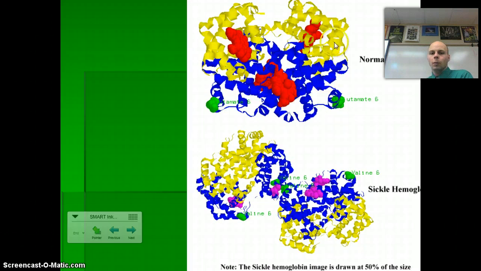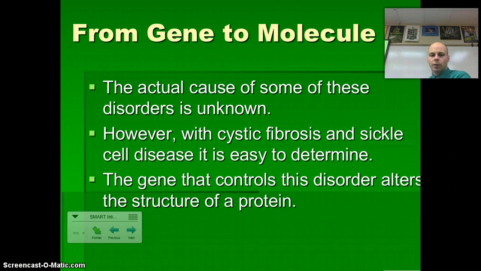So here's a normal hemoglobin protein folded appropriately, and at the bottom we have a sickle cell hemoglobin, which does not fold the right way and does not allow for oxygen to be held by that cell. And so I'll come back to that in just a second.